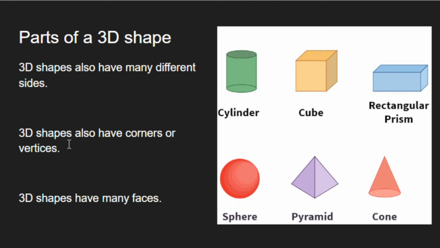3D shapes also have corners or vertices. Not all of them, a sphere doesn't, but pyramids have corners. So does a cone. Rectangular prisms have corners all around them. And 3D shapes have many faces. So a cube actually has 6 faces. There's one in the front, one on top, one on bottom that you can't see right now, one on the right, one on the left that you can't see, and one at the back that you can't see.